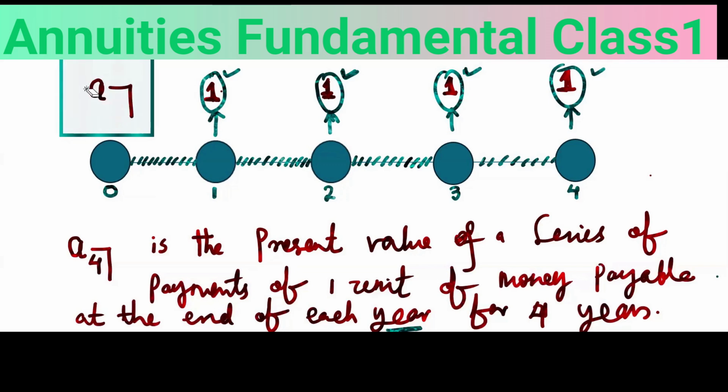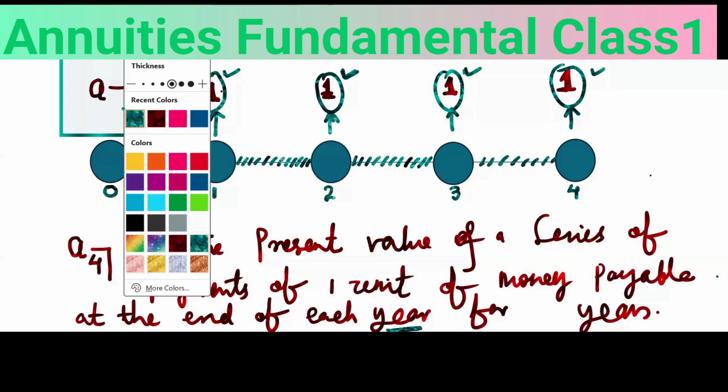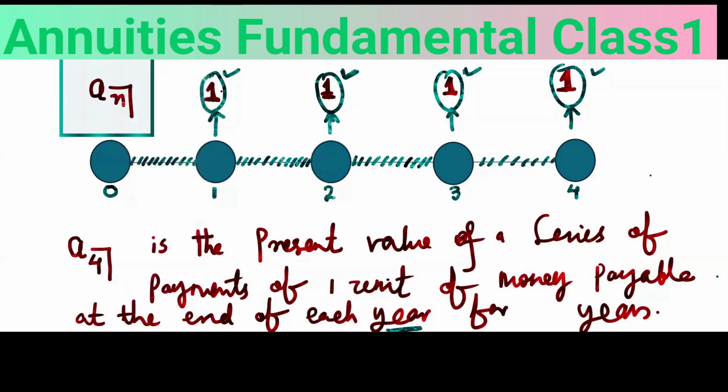This 4 I will erase and I will make it n years. And this year also I can change it to period. I'll do that later. Now let me write an here. If I write an here, then also this will remain true. N years, and I will change it to n.